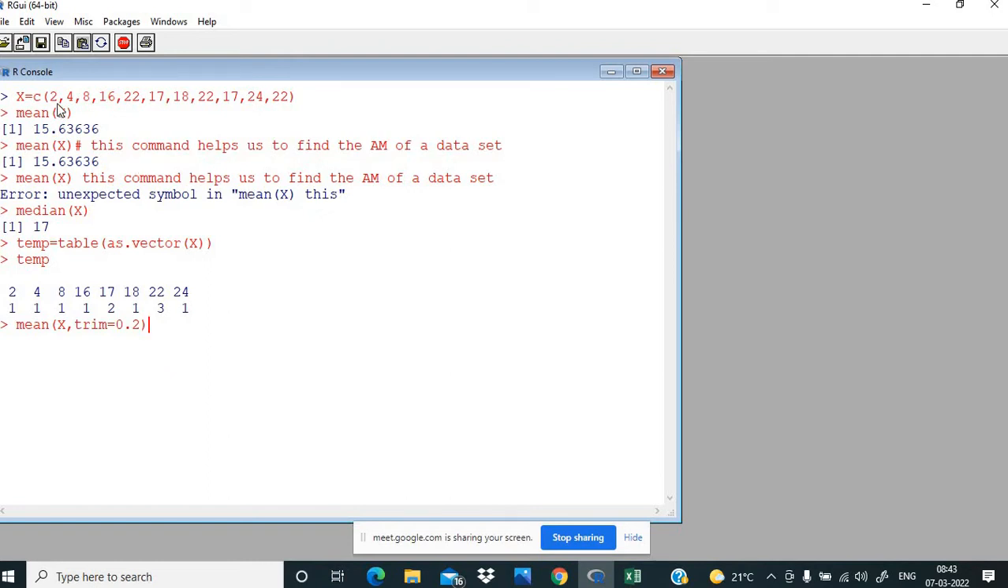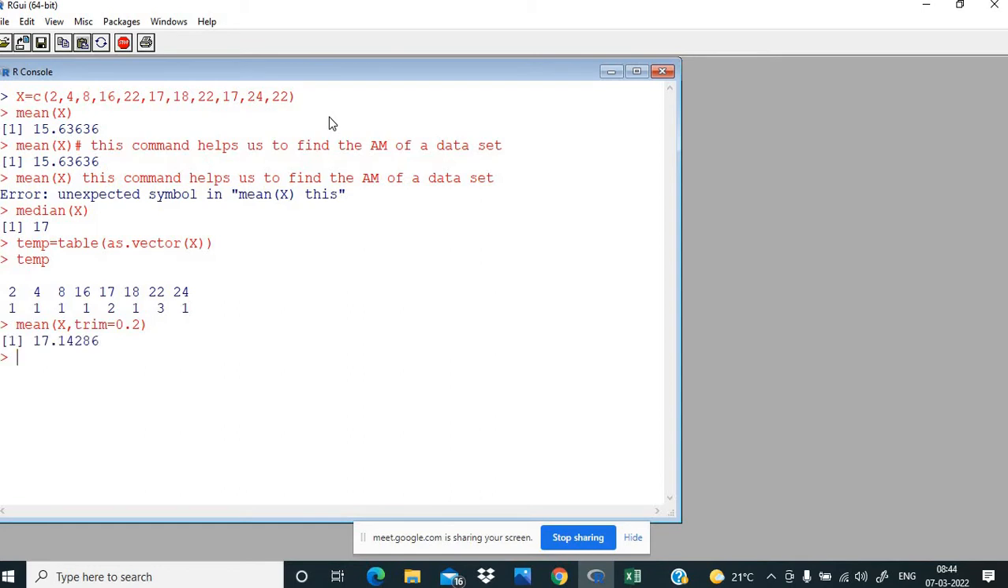and the bottom. So if you look at the data set 1, 2, 3, 4, 5, 6, 7, 8, 9, 10, 11, there are 11 values. 20% of 11 is approximately 2. It is more than 2, but we take 2. So two numbers from the top and two numbers from the bottom will be trimmed off, so you will have an average with a lesser number of values.